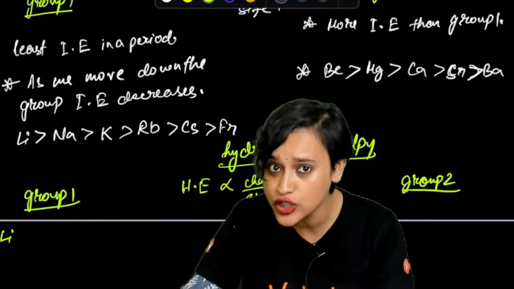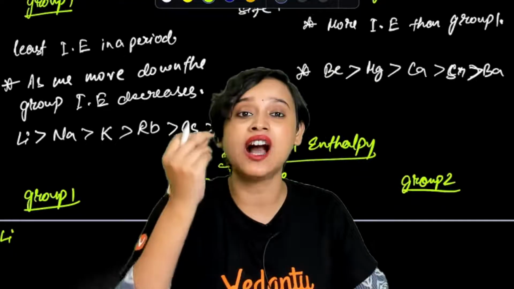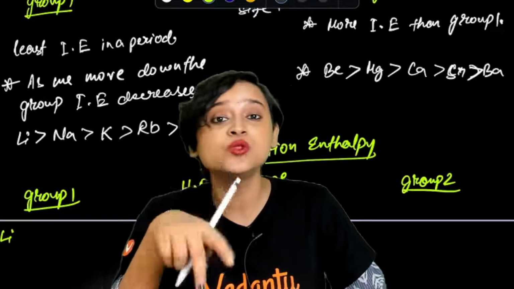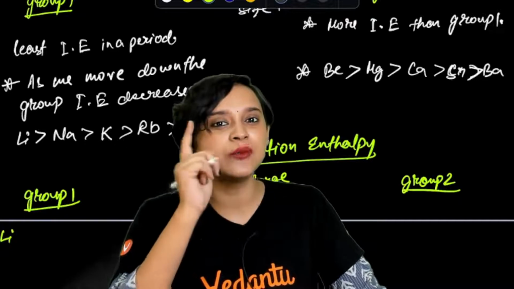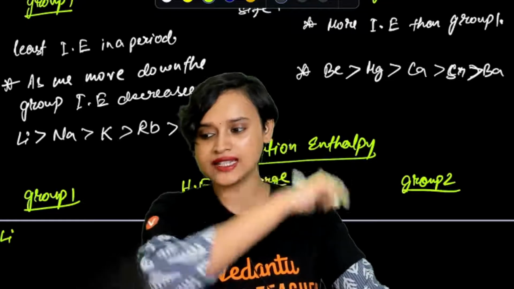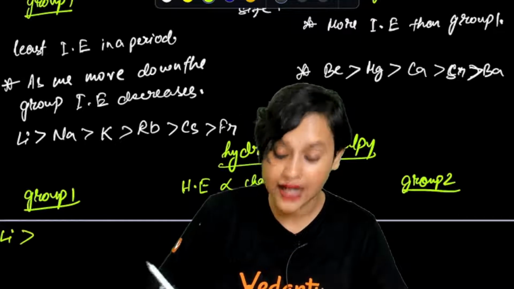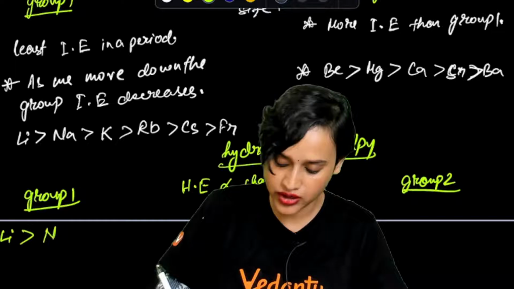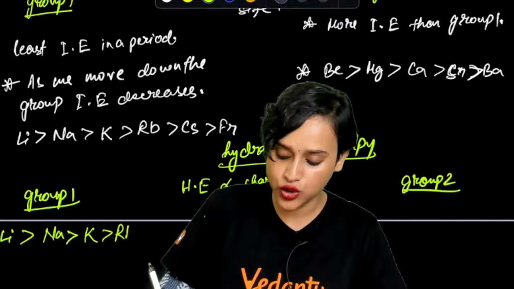Now I have just told you that group 1 elements in their respective period are the biggest in size. Group 2 elements are smaller. So you tell me, will group 1 have more hydration enthalpy or group 2? Till then, let me write down the trend. But you guys tell me in the chat box, what do you think it is?